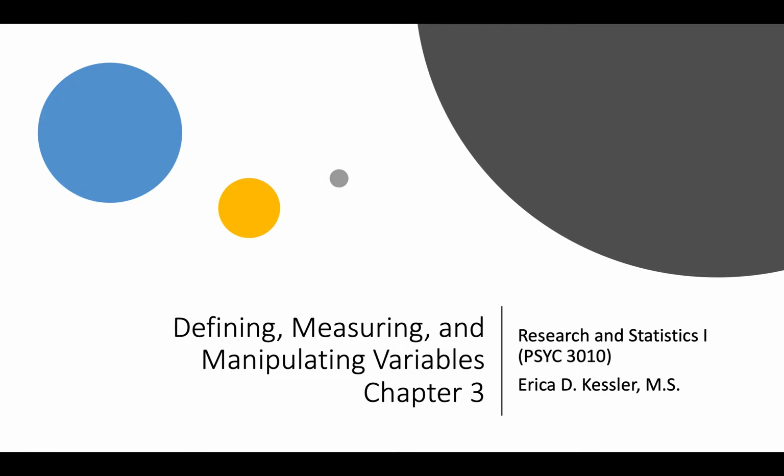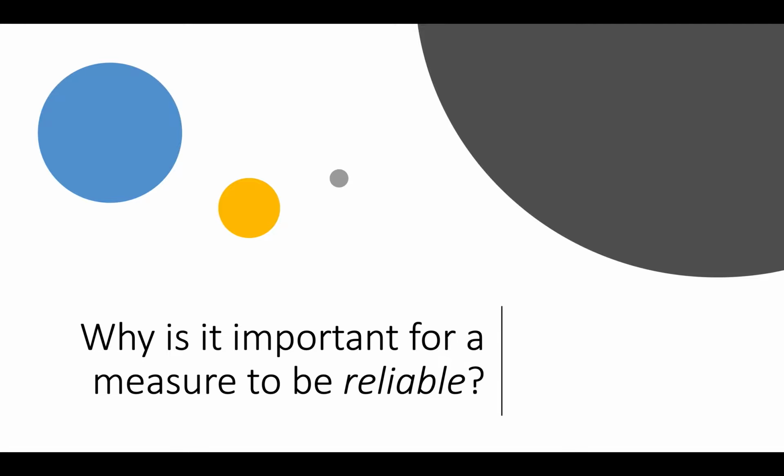Right, so this is the second part of our Chapter 3 lecture. This is going to be focusing more on reliability and validity. So why would we want something to be reliable when using it to measure variables? Well, it's pretty simple. We don't want something to be unreliable, right?